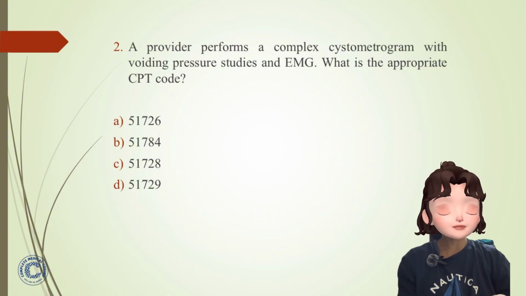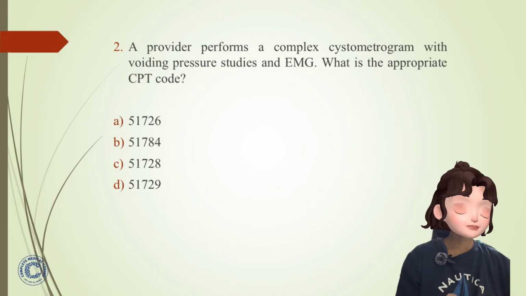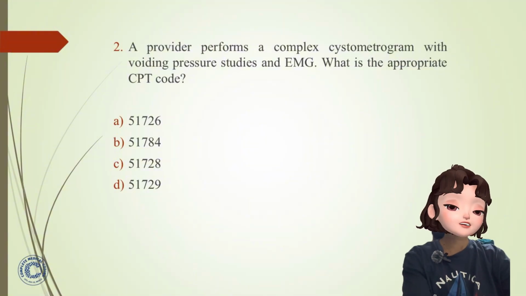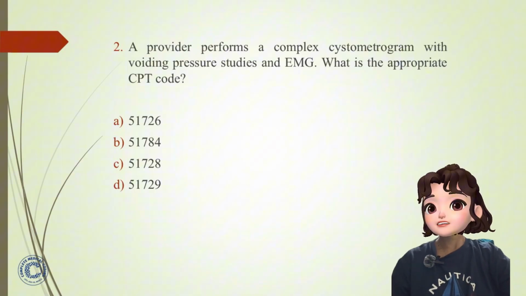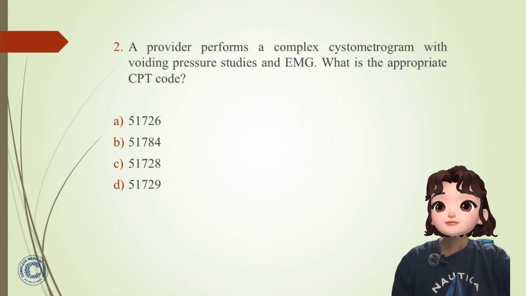51726. What is 51726? Yes. 51726 is complex cystometrogram, that is, calibrated electronic equipment. Okay, let's check the other options as well.